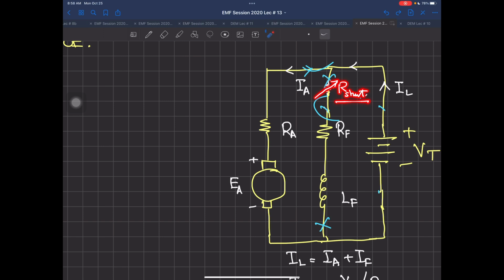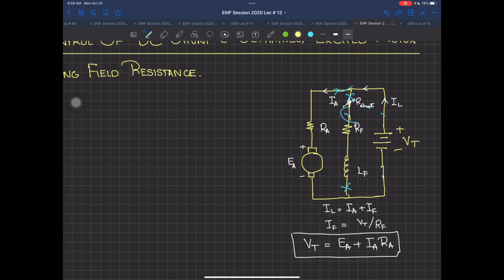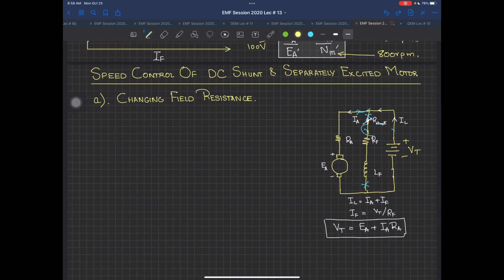So what is going to happen? The total resistance of your field winding, which I can write as R small f equal to R shunt plus RF capital, is increasing because of this R shunt. So when your field resistance increases, your field current is going to decrease. This is the first change.